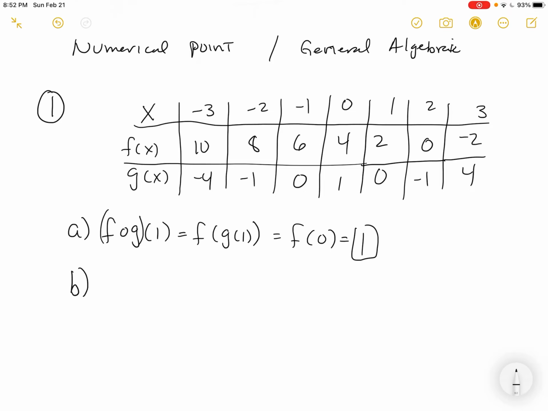B. G composed with f of 2. Well, what's that? That's g of f of 2. So what's f of 2? Sorry, I forgot what we were doing. F of 2.